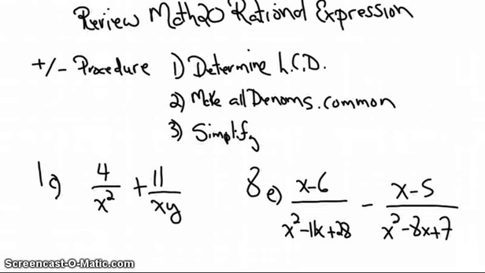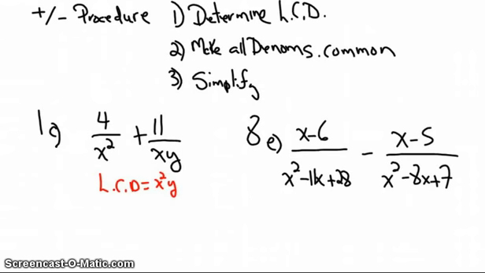Okay, so in your workbooks, reviewing Math 20-2 rational expressions, when you're adding and subtracting, we were supposed to find the common denominator, make the denominators common, and then simplify. There's a few important things. As I look at this, I'll do that in red. The lowest common denominator here is going to be an x squared and a y. You have to make them all the same, so I would like it if you did this.